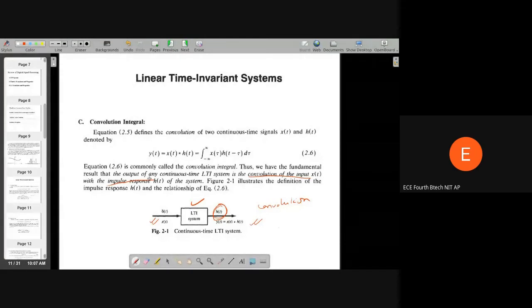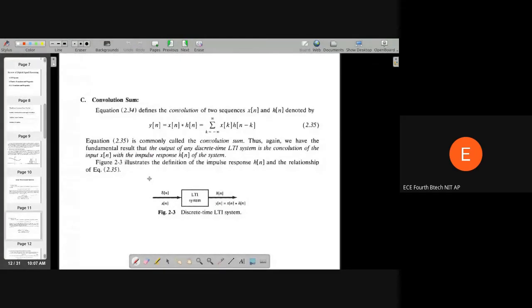The same will go for your discrete time system. So you have an LTI system, some input, you will get an output through this convolution operation. The convolution operation is this one, exactly mirroring the convolution operation of the continuous time system.